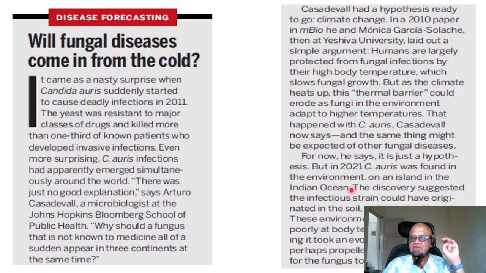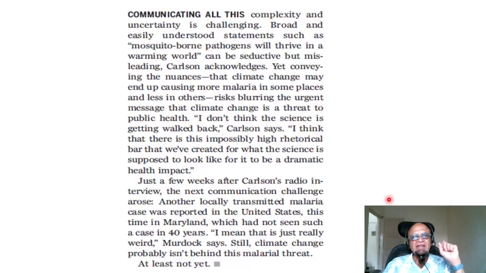For now, he says it's just a hypothesis, but in 2021 C. auris was found in the environment on an island in the Indian Ocean. The discovery suggested the infectious strain could have originated in the soil, not an animal host. These environmental samples grew poorly at body temperature, suggesting it took an evolutionary leap, perhaps propelled by climate change, for the fungus to turn deadly to humans. Directly from the soil, growing with climate change, warming, and being able to grow at human body temperatures. What is the story then?